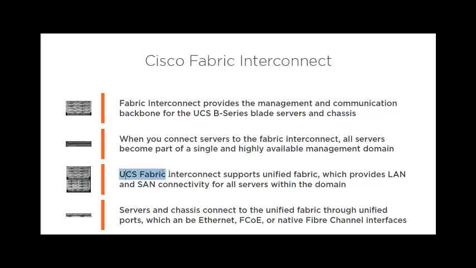UCS Fabric Interconnect supports unified fabric, meaning you can connect to a LAN, Ethernet, and you can connect to a SAN, fiber channel connectivity, to all the servers within the domain. So it helps us to talk to both storage as well as the Ethernet network.